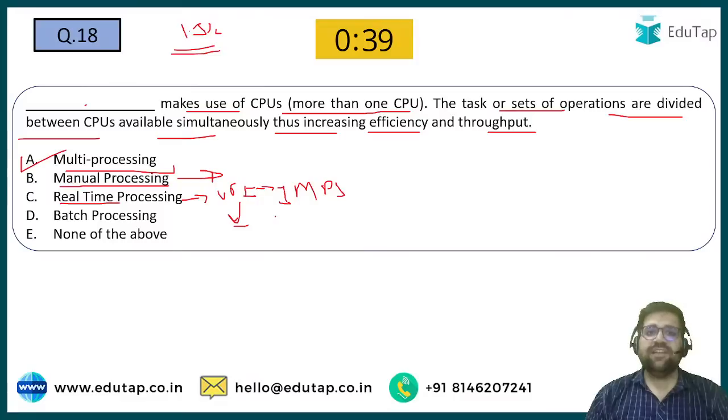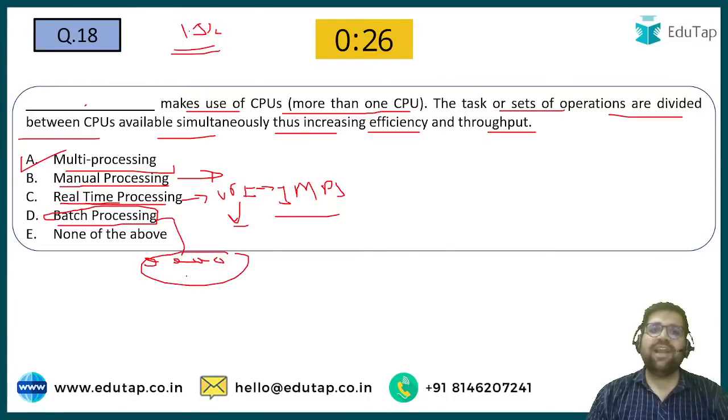Unified Payment Interface, Immediate Payment Service. So these are your real time processing kind of activities. Then you have your batch processing. Batch processing means that first I will collect different files and then I will execute them.